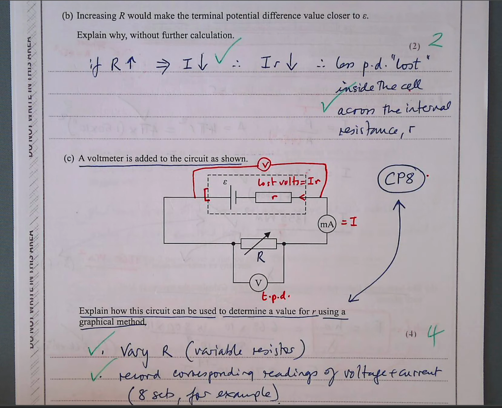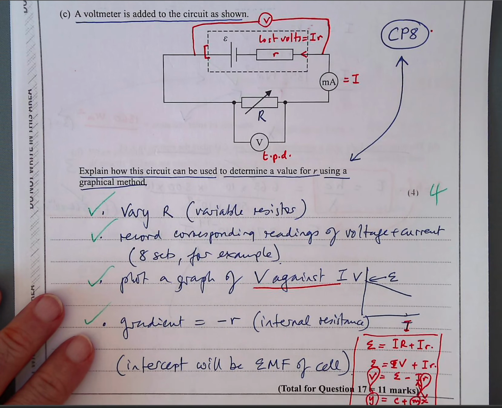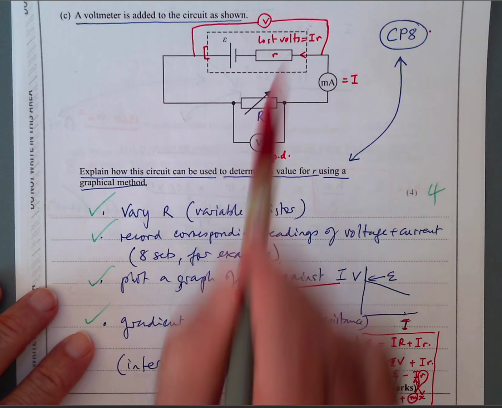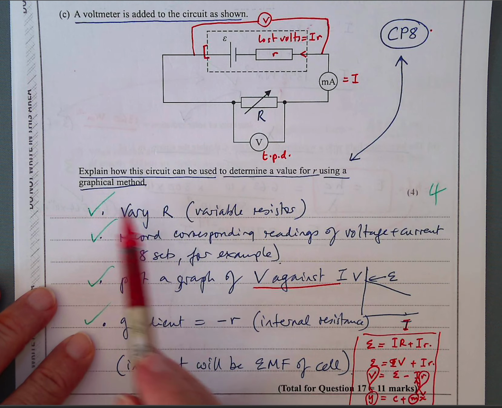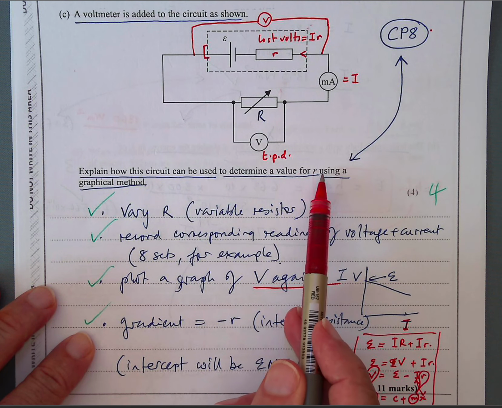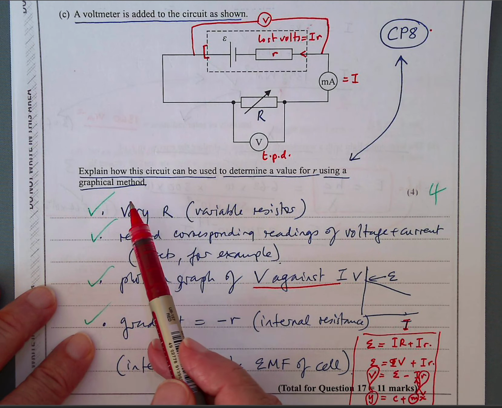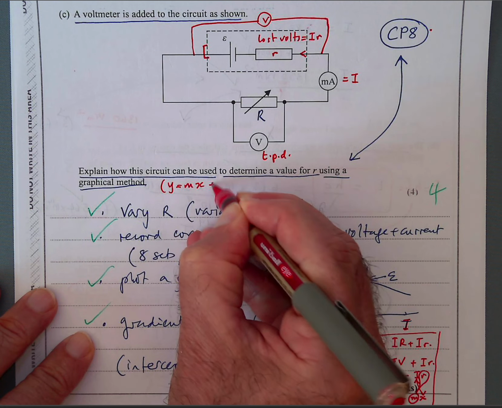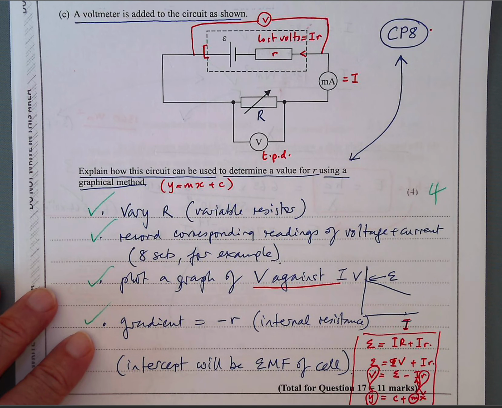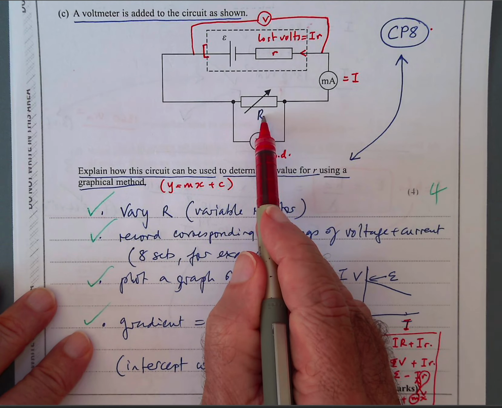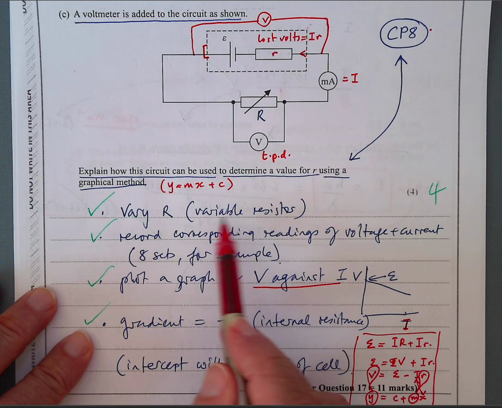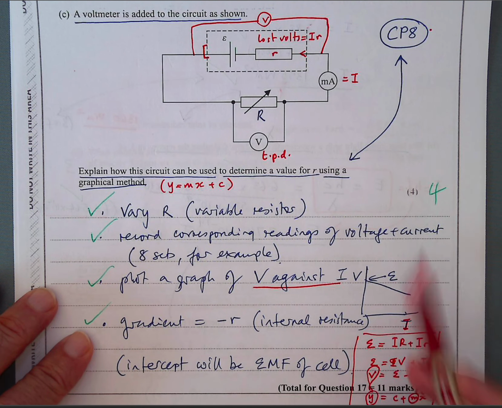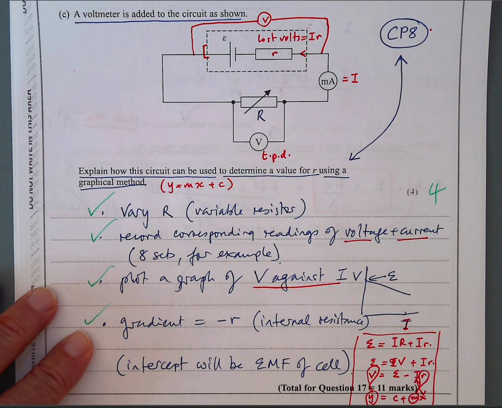And now it's going into the final part of the question, which is to analyze how you do this as a core practical. So explain, a voltmeter is added here, you can also put it where I put it, to determine the value of the internal resistance using a graphical method, which is what I told you that you need to use. So you need to get to the point where you can explain it as a y equals mx plus c variation. So you vary R externally with the variable resistor. Using the variable resistor, you vary the R in the circuit. Record corresponding readings of voltage and current. So these are your two variables that you're measuring.